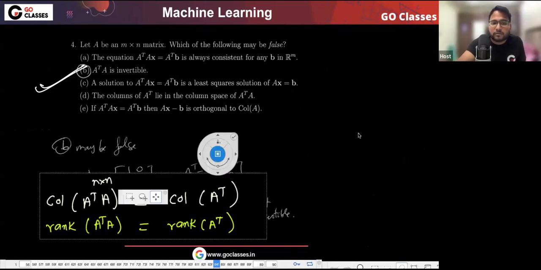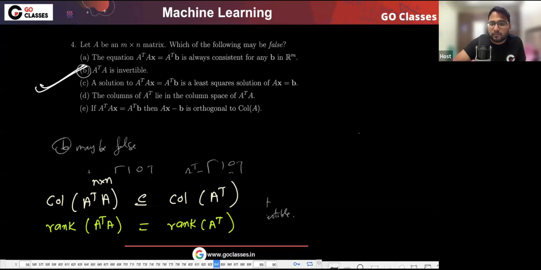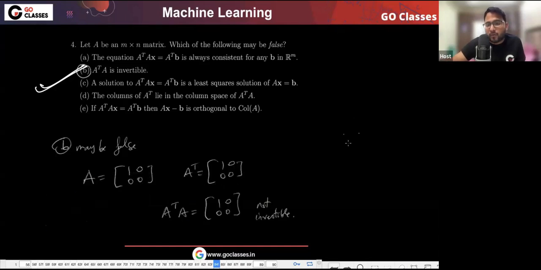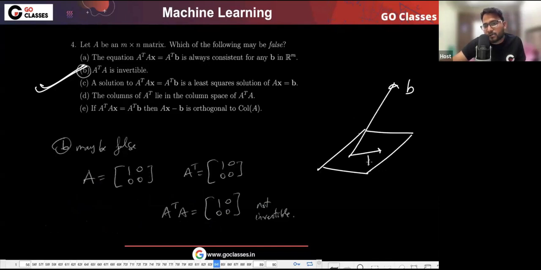Maybe I have the screenshot. So I hope you understood that this was the vector space, right? Here, this is the B that we are projecting. This is P. So this is Ax minus B. This is always perpendicular to the column space of A.